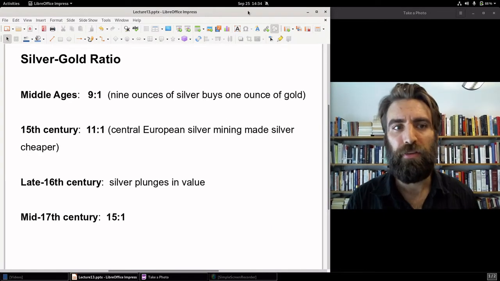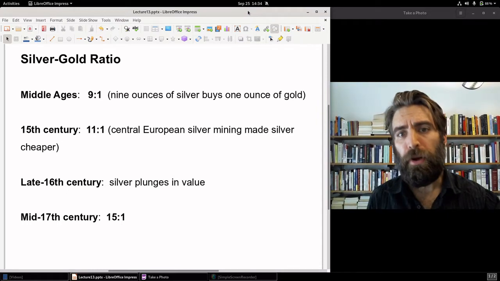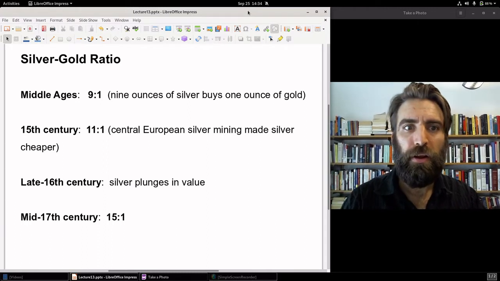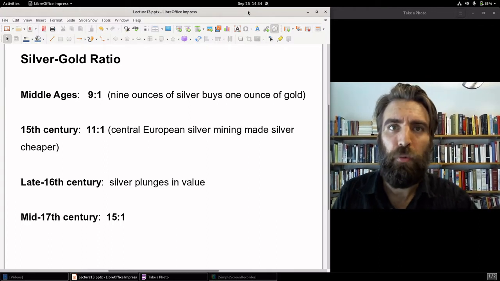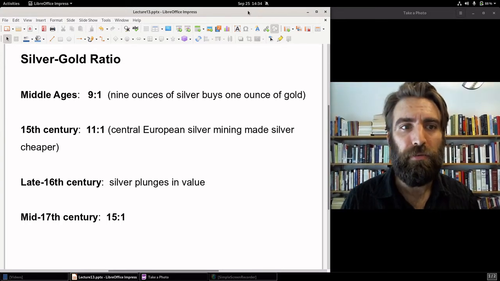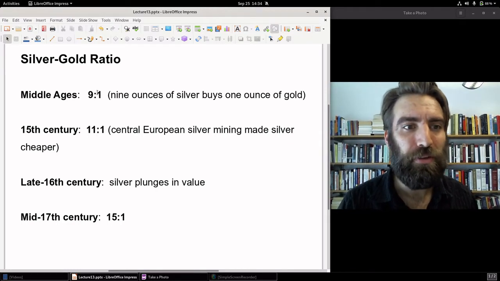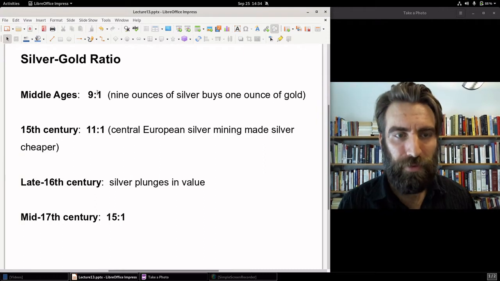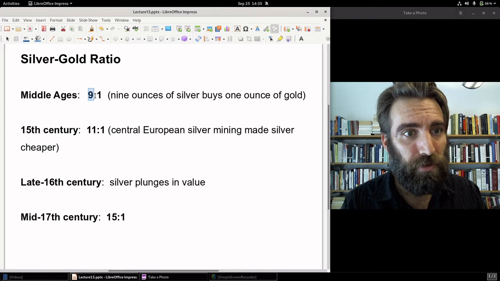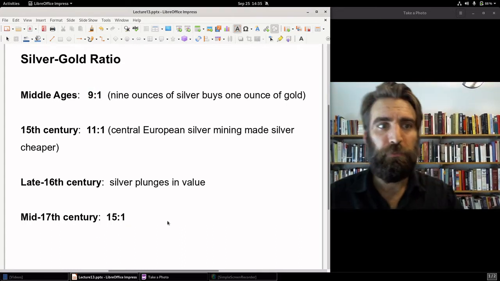Let's take a look at some examples. During the Middle Ages, the ratio was roughly 9-1, meaning you needed 9 ounces of silver to buy 1 ounce of gold. Silver wasn't as expensive as gold, but you only needed 9 ounces of silver to buy 1 ounce of gold. Compare that to some of these later ratios.